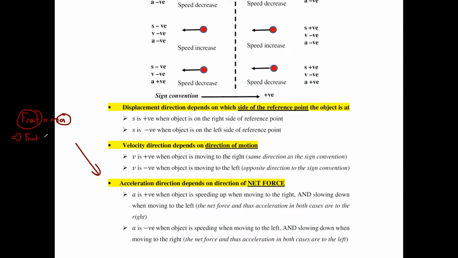The thing is that the net force is always in the same direction as A, as the acceleration. If your net force is in this direction, your A would be in this direction too. If your net force is in this direction, your A will also be in the same direction. So this is one thing that you need to understand first. Whatever direction of acceleration you have will always be in the same direction as your net force. Okay, so here we say the acceleration direction depends on the direction of the net force.